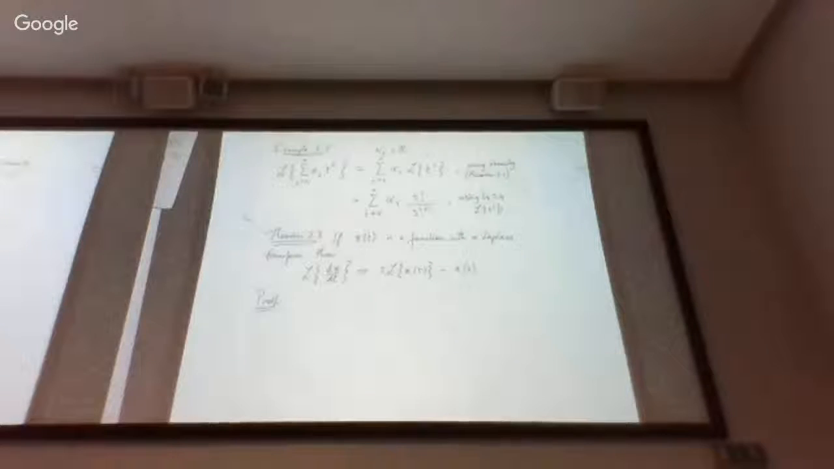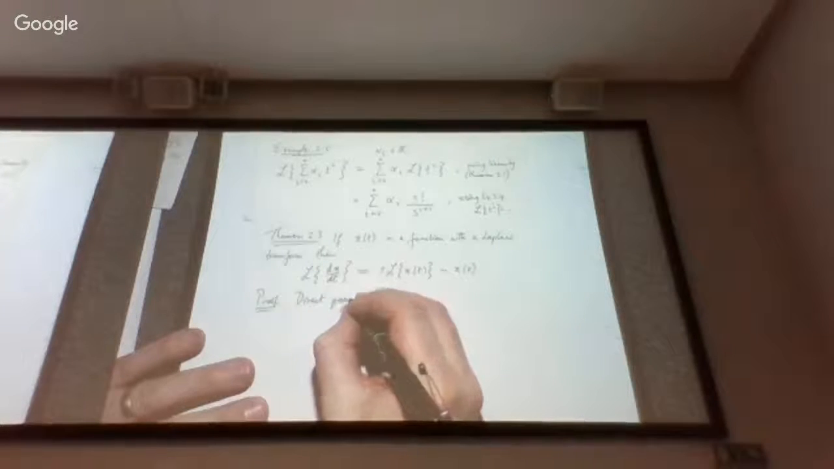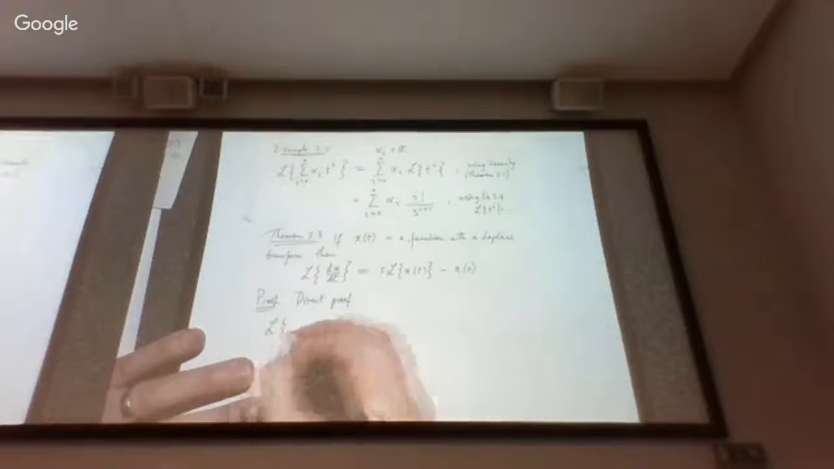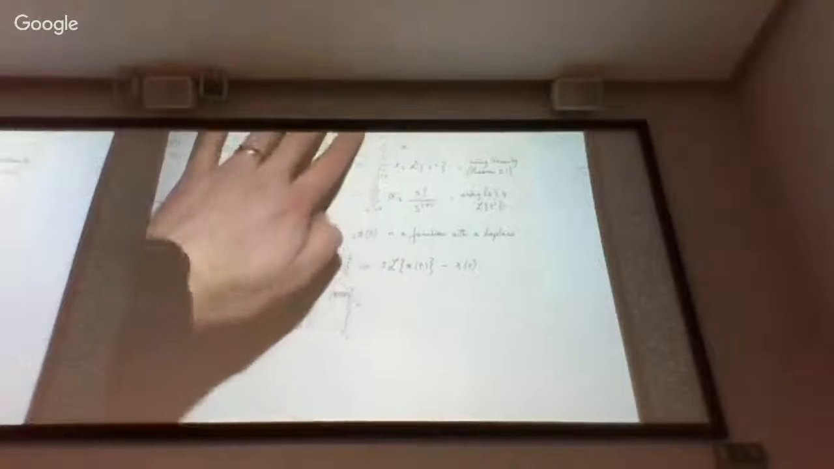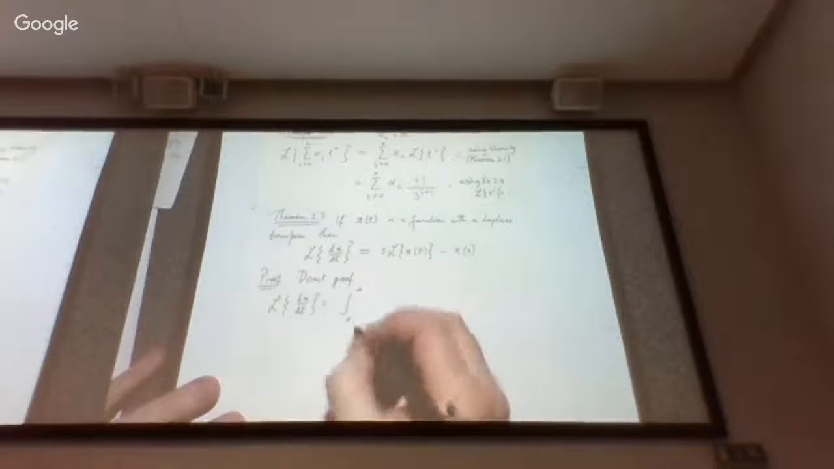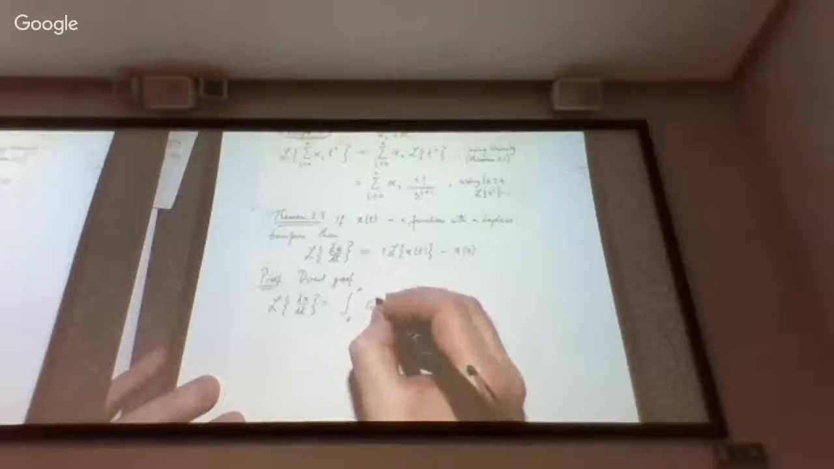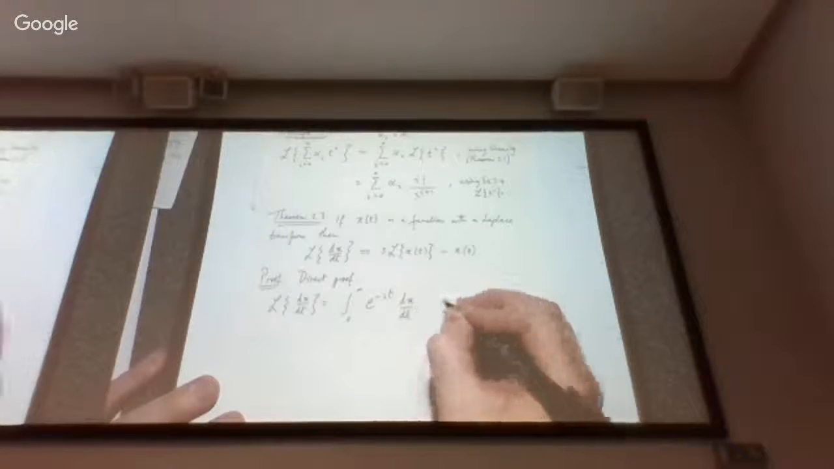and we prove it directly. We start off with the left-hand side, and we'll work our way to the right-hand side. So it's a direct proof. We want to take the Laplace transform of the derivative. Now, what tools are we going to use in our proof? Well, the transform is defined using integration, so we're going to have to use certain properties of integration. So we're integrating from 0 to infinity e to the minus st times the derivative dx dt.